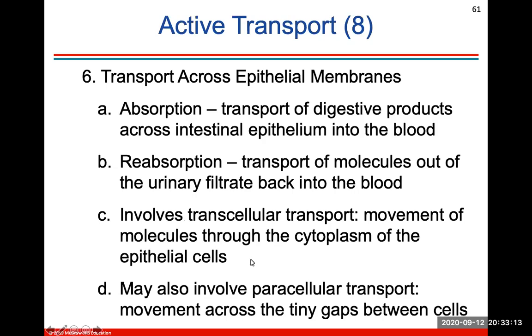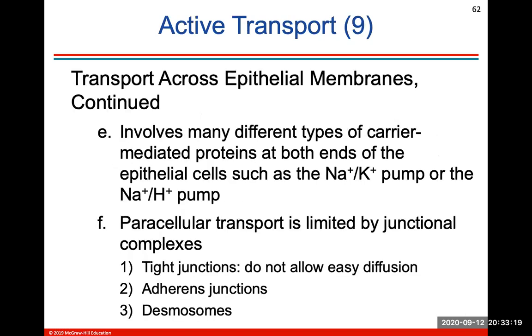It involves transcellular transport, which is the movement of molecules through the cytoplasm, and it may also involve paracellular transport. The transport across epithelial membranes involves many types of carrier-mediated proteins, and paracellular transport is limited by junctional complexes. And these are some of the junctional complexes that exist between cells.